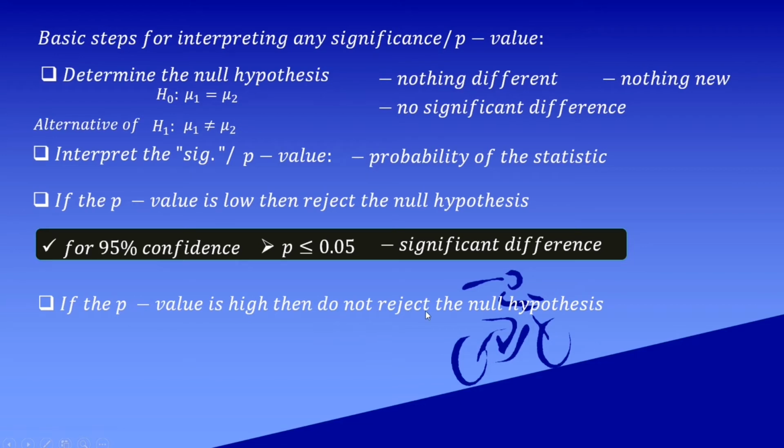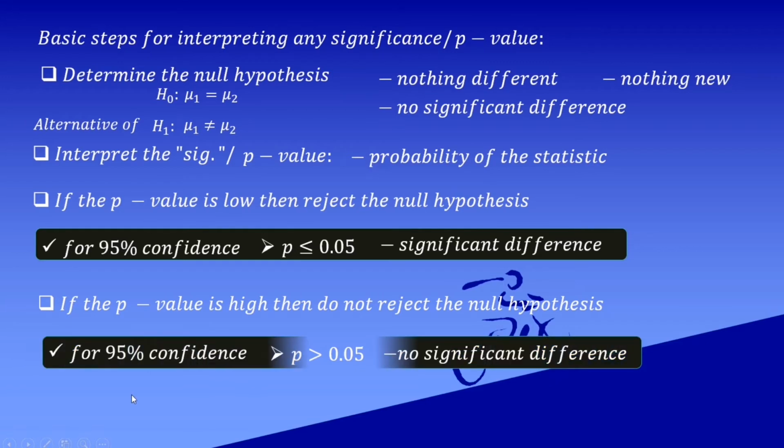If the p-value is high, then do not reject the null hypothesis. Ibig sabihin nito, the p-value is higher than 0.05, or p is greater than 0.05. It indicates strong evidence for the null hypothesis. So no significant difference. We do not reject the null hypothesis here if p is greater than 0.05.